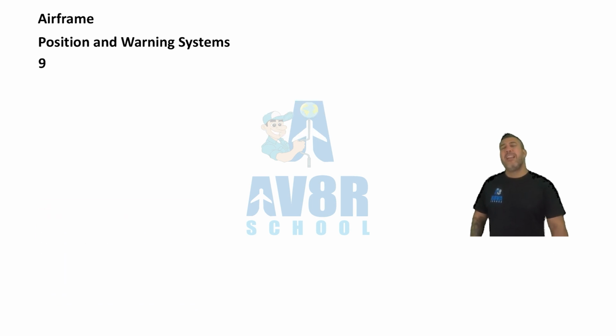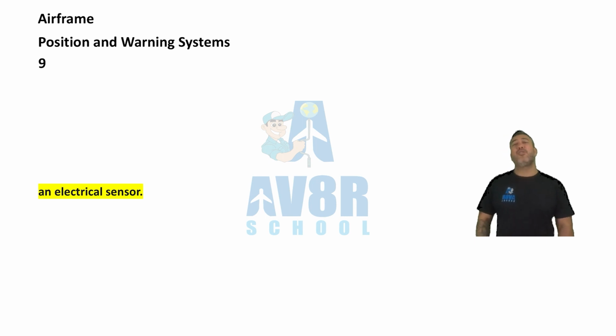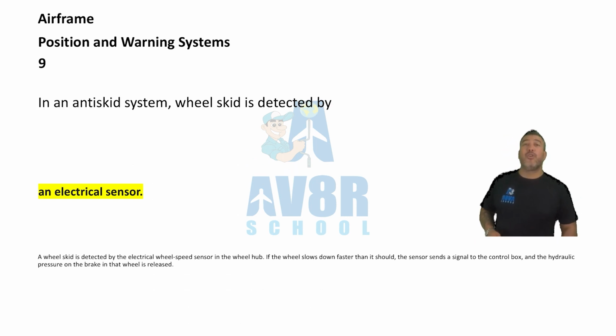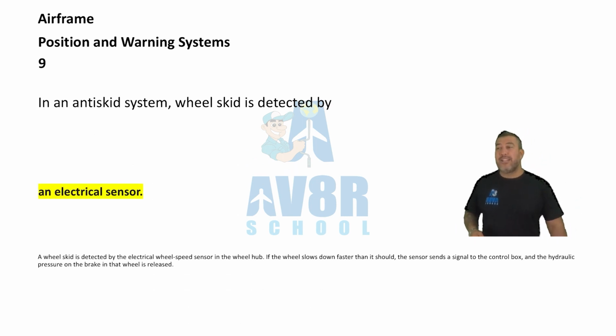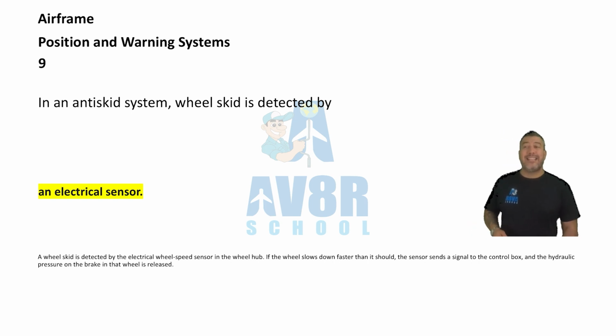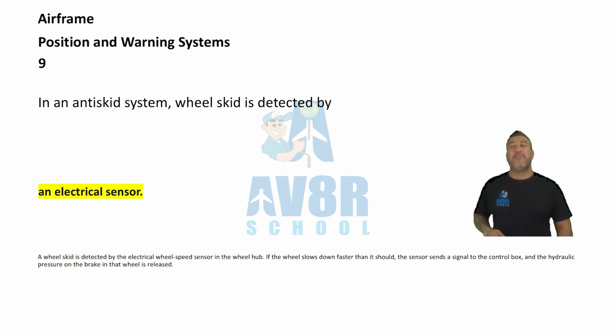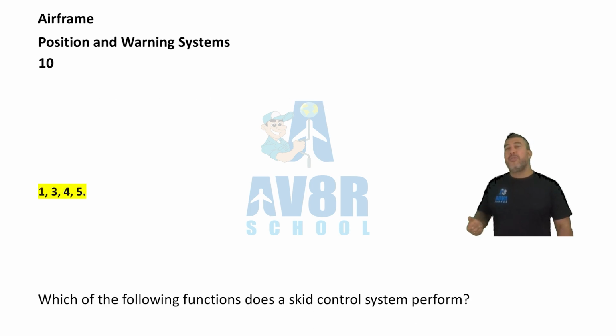Number 9, an electrical sensor. In an anti-skid system, the wheel skid is detected by an electrical sensor. Number 10. 1, 3, 4, and 5.